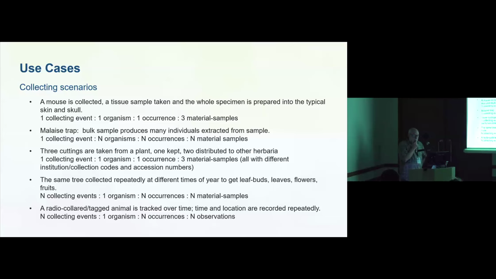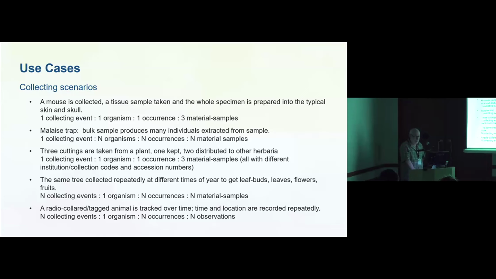The use case that was really driving the change away from normal collection databases, in Darwin-SW, the semantic web, were the observation kind of things, or the collections of the same organism repeatedly over time. Steve was talking about a famous tree on Vanderbilt campus that you can go and photograph at different times of year to see the inflorescences happening. So you could collect leaf buds, leaves, flowers, fruits, all at different times of year. So, single organism, multiple occurrences, multiple collecting events, multiple material samples.